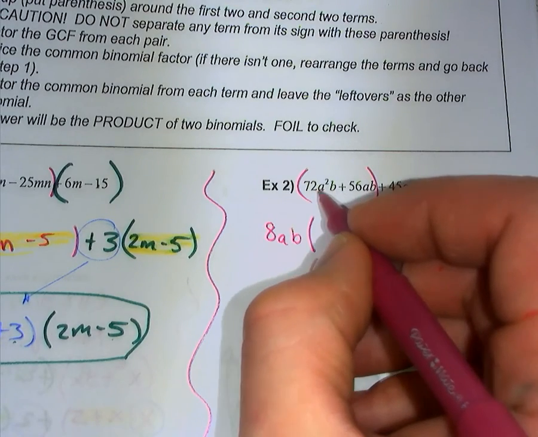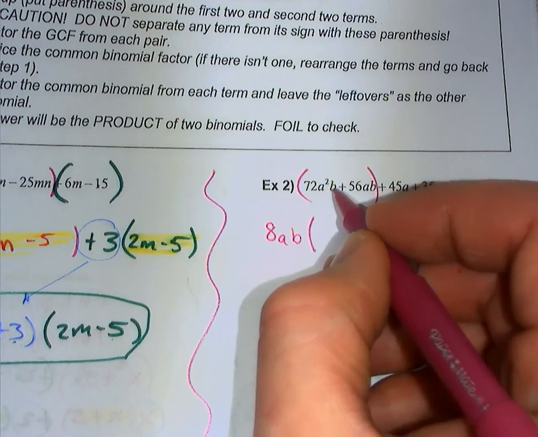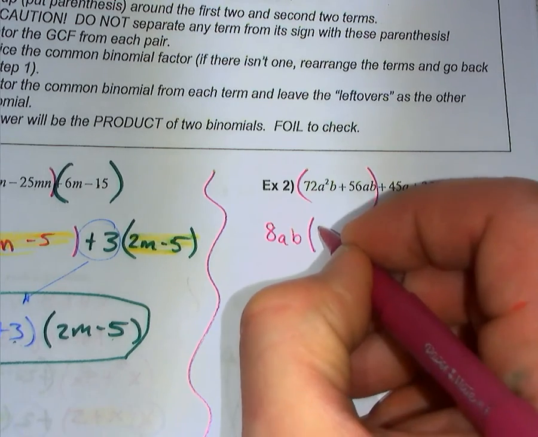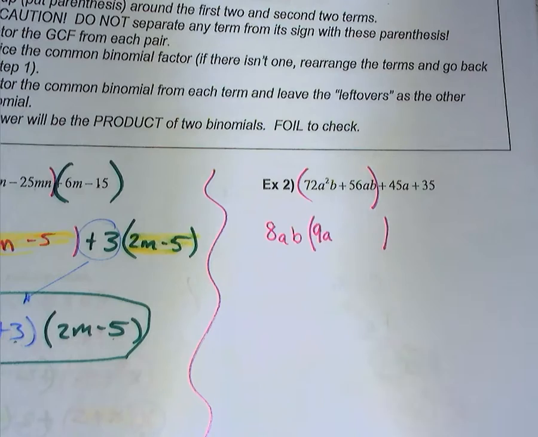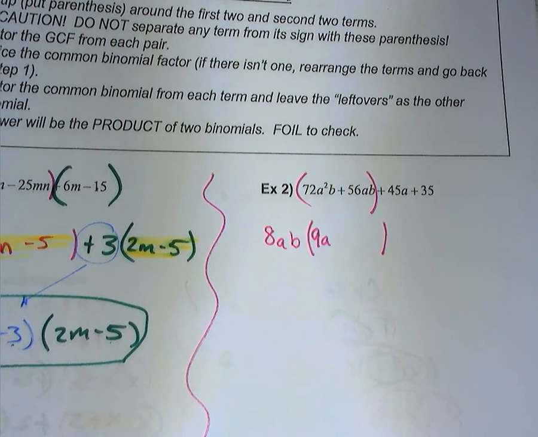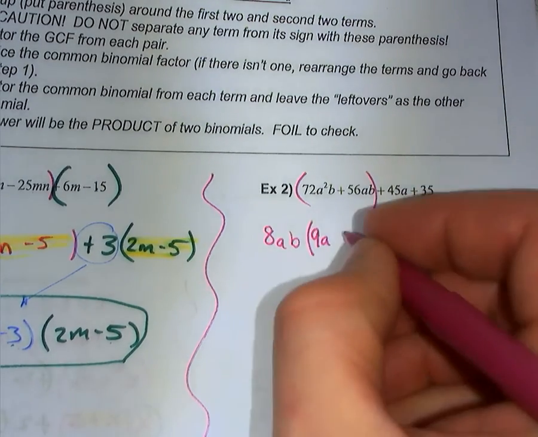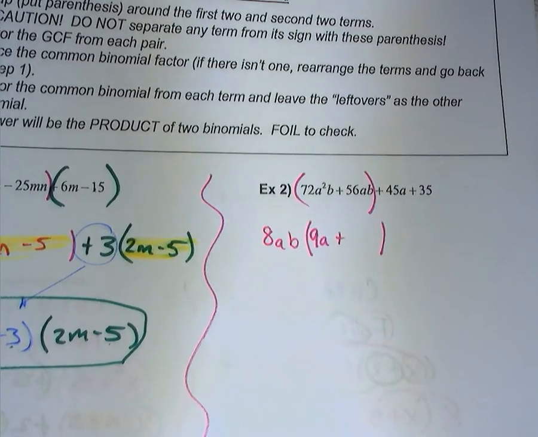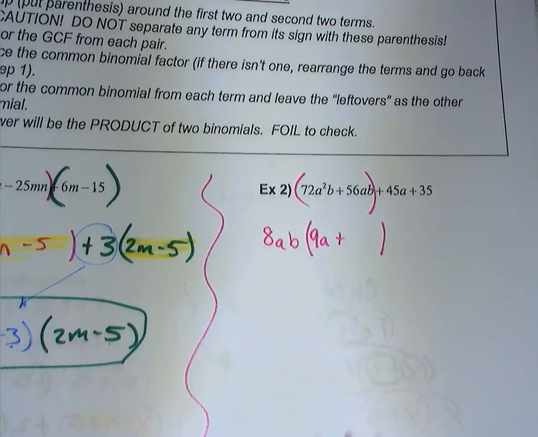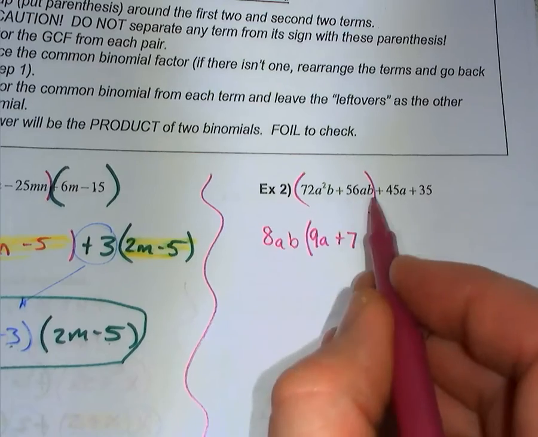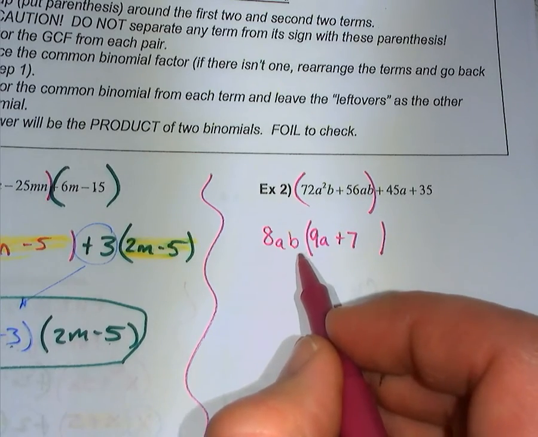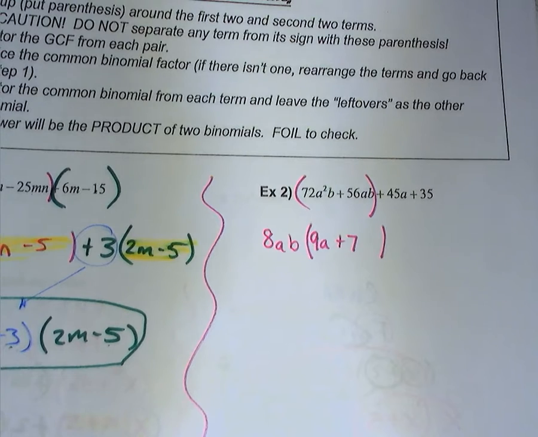Divide it out. So 72 A squared B gives me 9 A left on the inside. Right? 72 divided by 8 is 9. A squared, I divided out an A. There we go. 56 divided by 8 we said was 7. And we divided out an A and a B. So it's just 9A plus 7. So far, so good? All right, then I group the next 2.